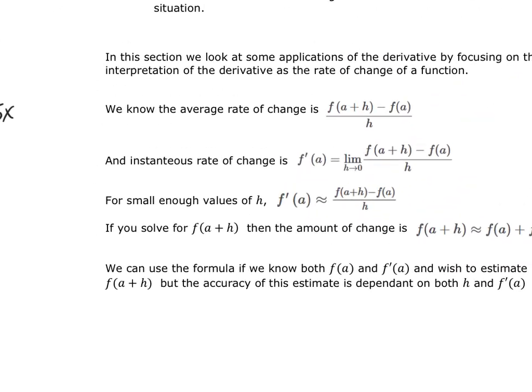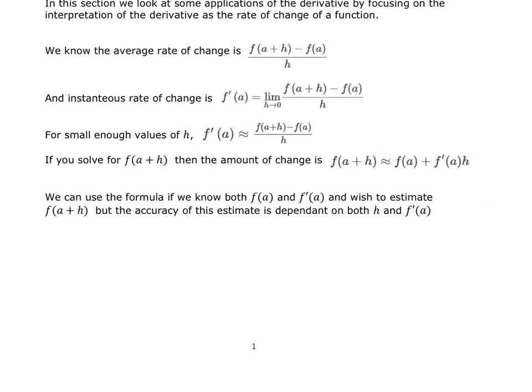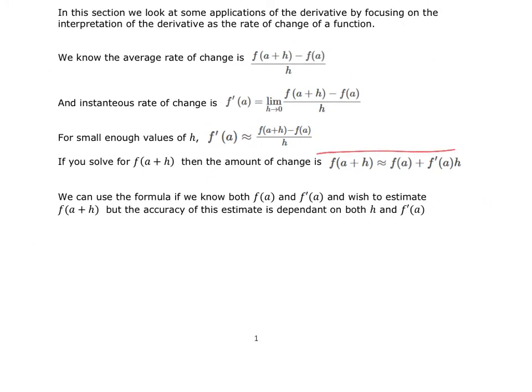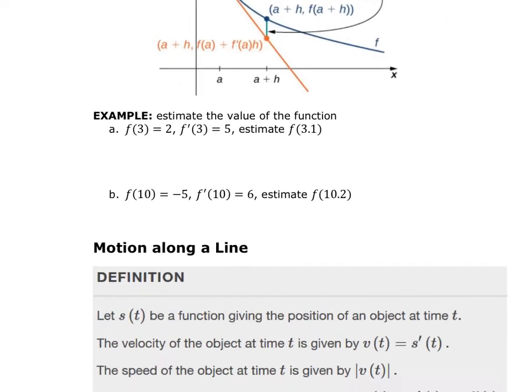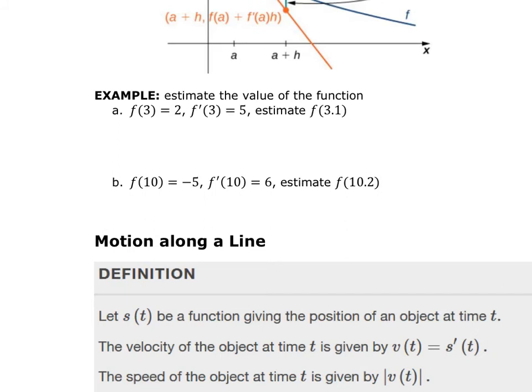All right, here's where we were yesterday. We can use this formula here to get an approximation. It's not going to give me the exact value, it's just an approximation, and there's going to be an error involved with this because it is only an approximation. So we're going to use that formula to figure out the estimate, and then we're actually going to figure out what the true value is. So I have f of 3 is 2, f prime of 3 is 5, and I want to estimate 3.1.